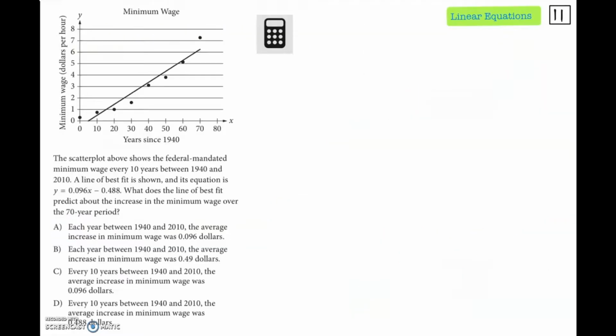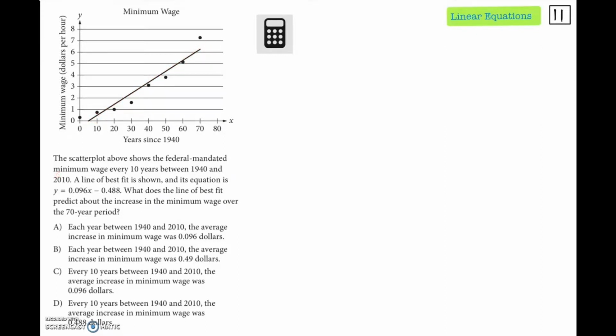Okay, next problem. This one has so many words, and it actually looks worse than it is. It's not too bad. We've got a graph here that's going to relate years since 1940 to minimum wage. And so these dots represent the actual data. And then the line is called a line of best fit. It's like an approximation of the line that would represent closest to what's happening with this data.